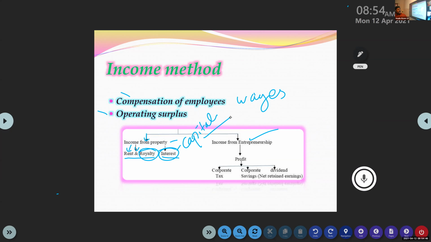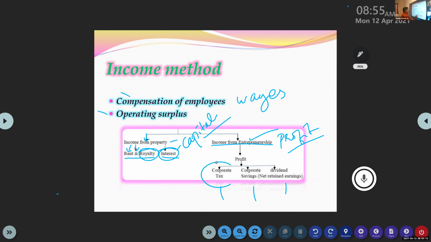Next one, income from the entrepreneurship. So we know that it is profit, right? Or loss. Here only profit is mentioned, but profit is only after paying all these things. Clear or not? So profit after paying the corporate tax.